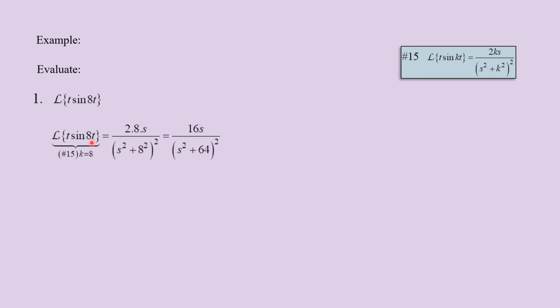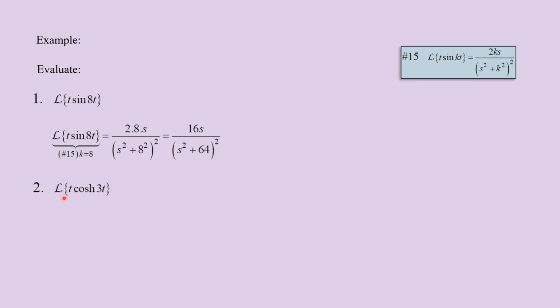Applying formula number 15, we just have to replace k by 8. So 2 times k times s, for this case will be 2 times 8 times s, divided by s squared plus k squared everything squared. For this problem, it will be s squared plus 8 squared everything squared. So the Laplace transform of t sine 8t is equal to 16s divided by s squared plus 64 everything squared.